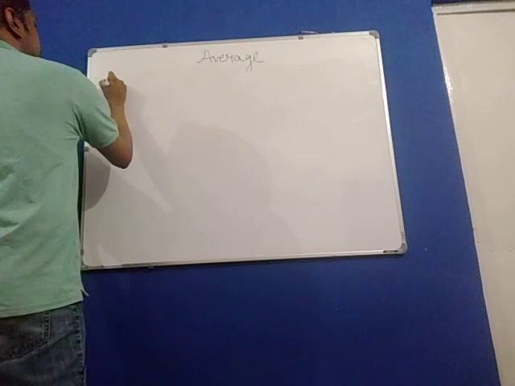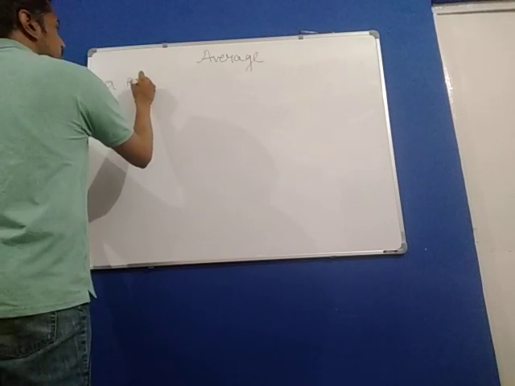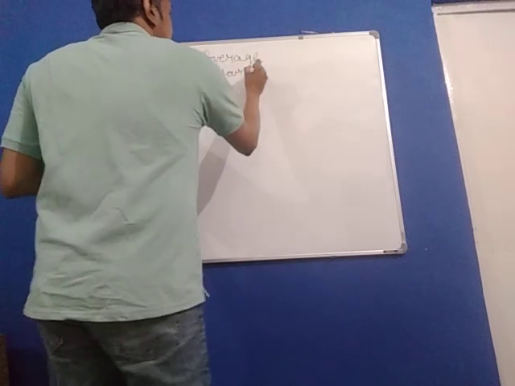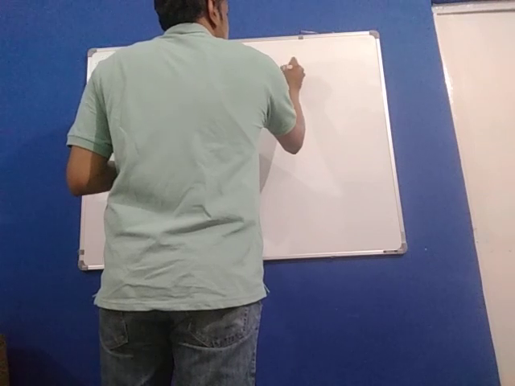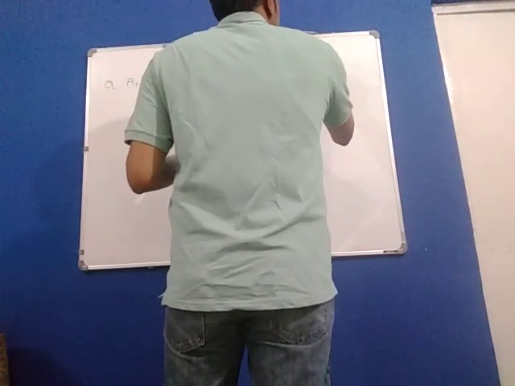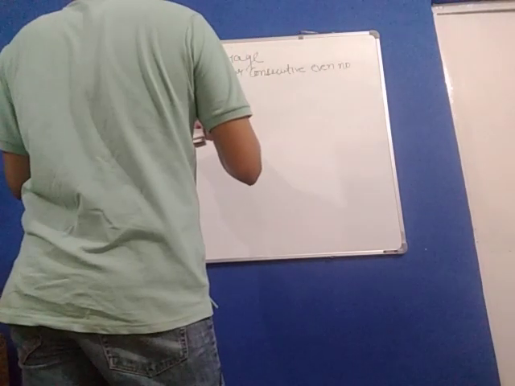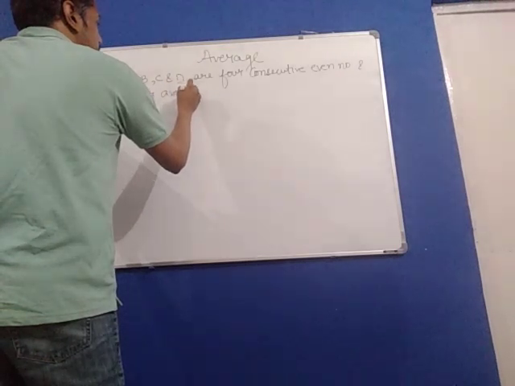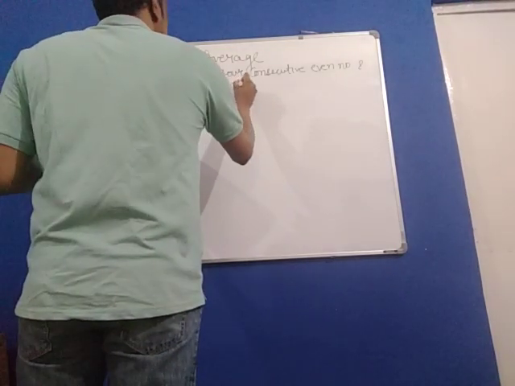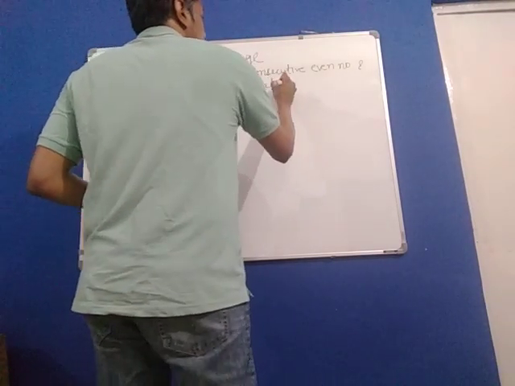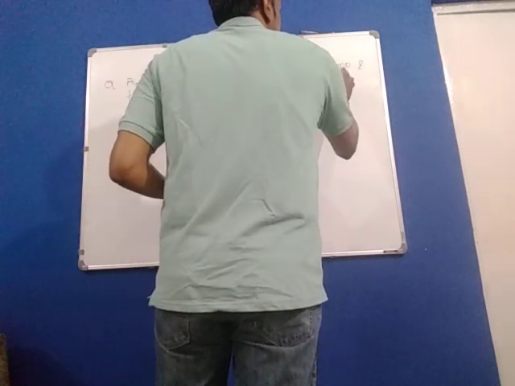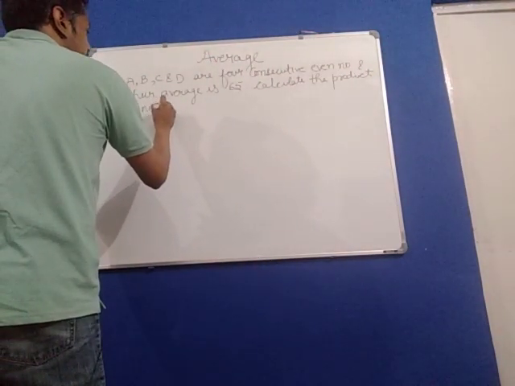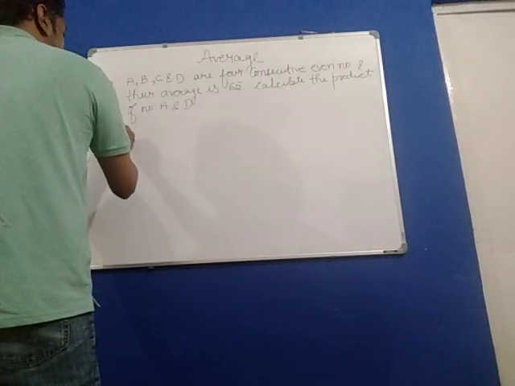The first question that we are going to do is, we have A, B, C and D are 4 consecutive even numbers, and we are given that their average is 65, and we have to calculate the product of numbers A and D. Now let us solve this particular question.